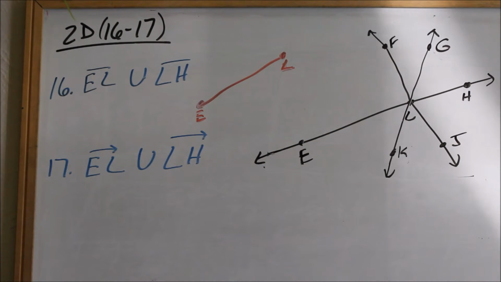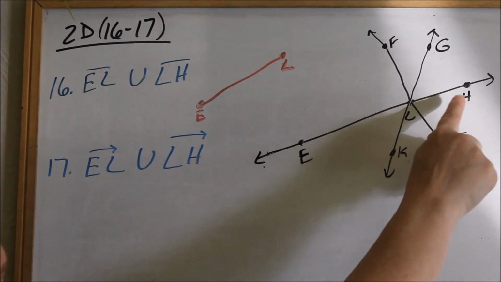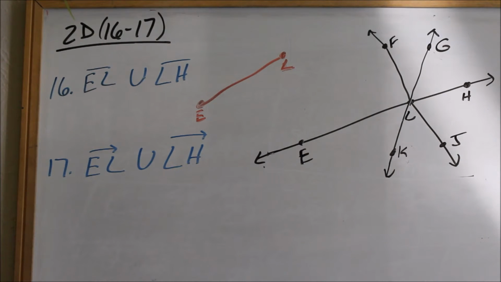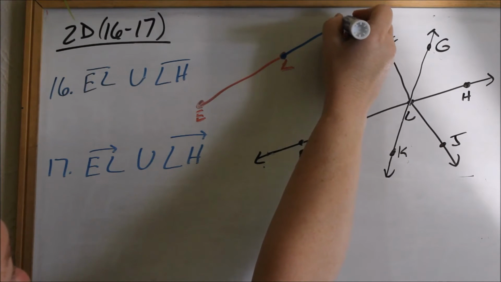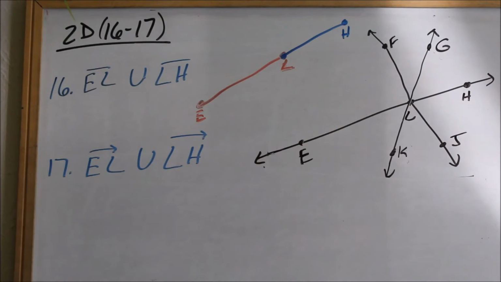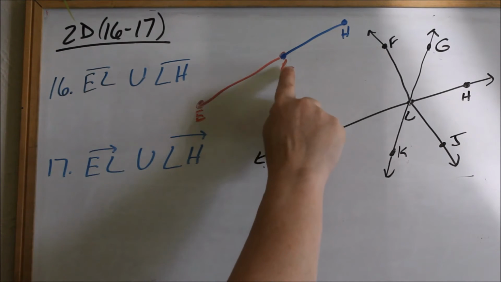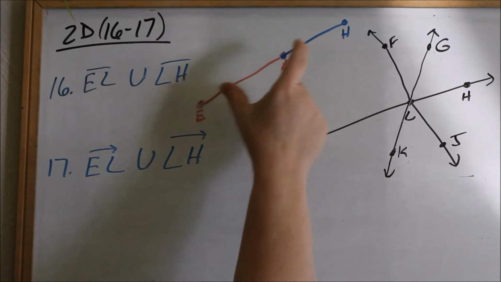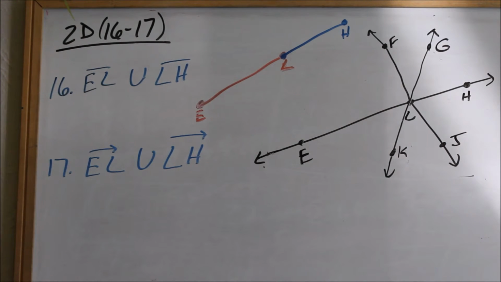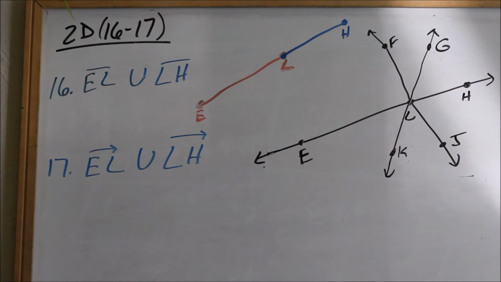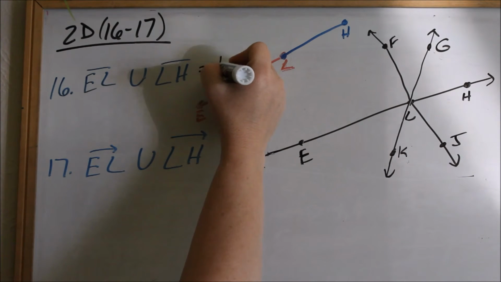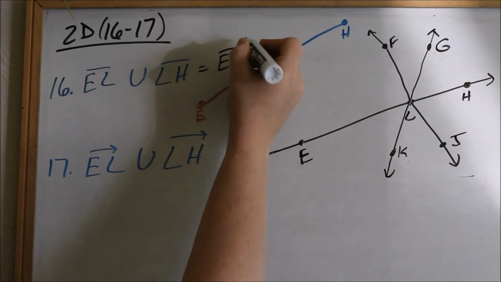And I want to combine that with LH. Here's LH. So then if I combine that with LH, this is not intersection where they meet or overlap, it's just combining together. So I drew line segment EL and then I drew line segment LH, and when I combine those together, what do I get? I get line segment EH. So this is equal to line segment EH.